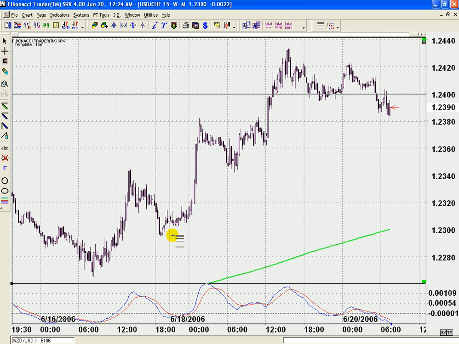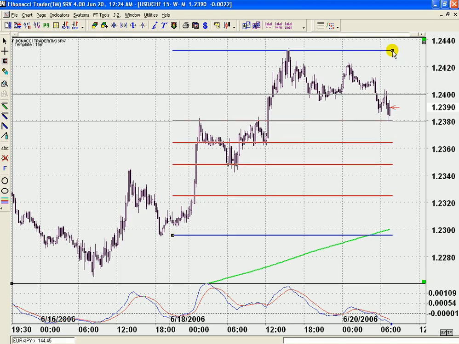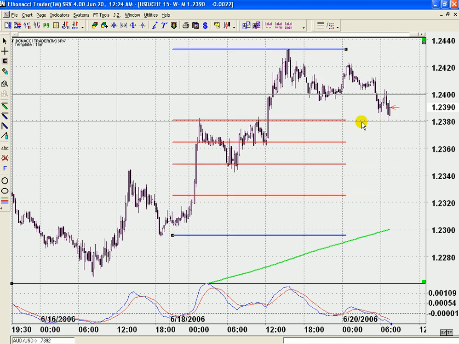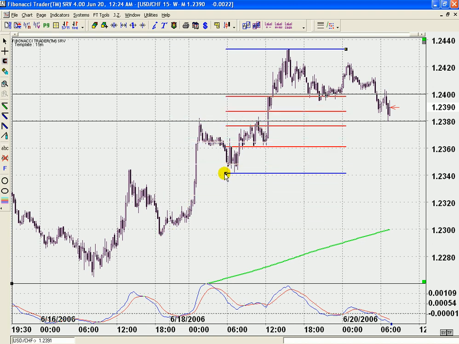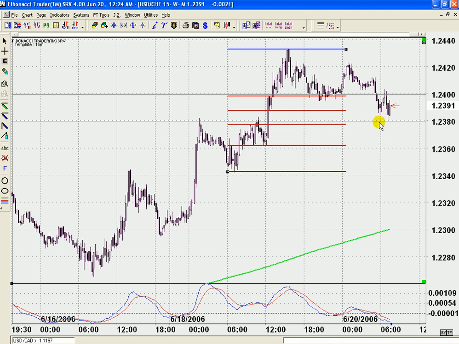No, it doesn't work from that low. So here's our 38% retracement from this low right here, and here is our 62% retracement, just above the 62% retracement, but effectively 2380 is our target area. Ideally, the ideal trade really is to enter into the market.